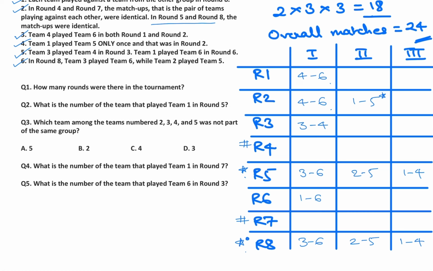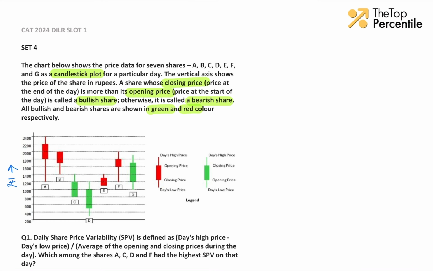A share whose closing price, that is the price at the end of the day, is more than its opening price, that is the price at the start of the day, is called a bullish share. Otherwise, it is called a bearish share. All bullish and bearish shares are shown in green and red color respectively. So they are color coded.